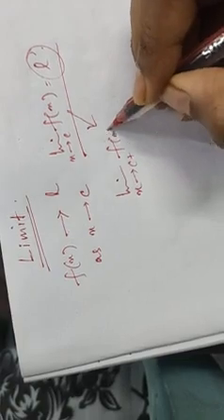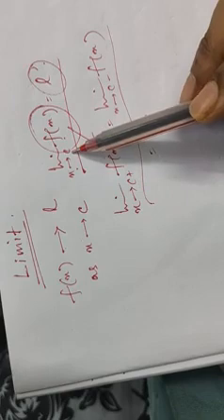That is, if limit x tending to c plus of f(x) equals limit x tending to c minus of f(x), and if this equal value is L, then we say that the limit of the function f(x) when x tends to c is equal to L. This is the preliminary concept of limit.